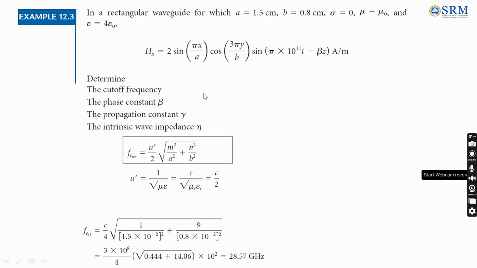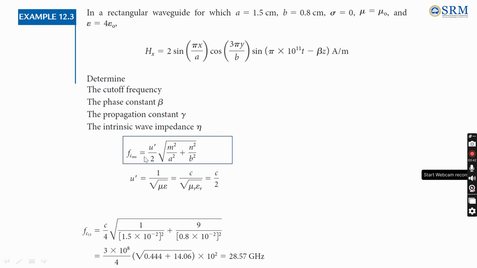So we will see our next problem. Here the rectangular waveguide dimensions are given, along with conductivity, permeability and permittivity, and the wave equation for the magnetic field component Hx along the x direction is given in terms of amperes per meter. From the given data, we are supposed to find the cutoff frequency, phase constant, propagation constant, as well as the intrinsic impedance.